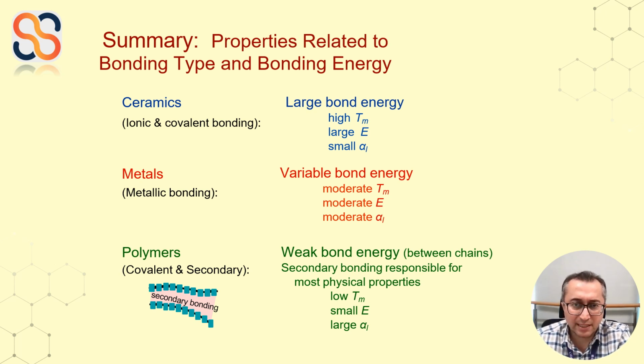Metals have a more flexible bonding structure, leading to varying properties. Their melting temperatures and thermal expansion coefficients fall between those of ceramics and polymers, making them versatile in various applications. And polymers exhibit weak secondary bonding between their chains, which significantly impacts their physical properties. They have low melting temperatures and a high coefficient of thermal expansion, making them suitable for applications where flexibility and lightweight are advantages.